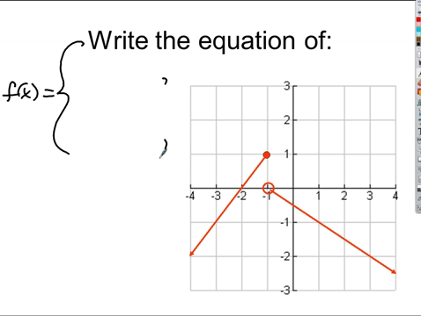Greater than negative 1, but not equal to, right? Because I have an open circle there. So x is greater than negative 1, and the left part? Good, okay, less than or equal to negative 1. Good. So let's do the right one first.